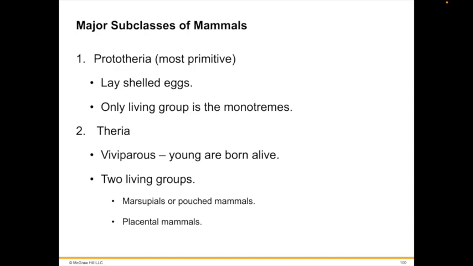So now we've moved on to major subclasses of mammals. So we have the Prototheria, the most primitive, that lay eggs. The only living group are the monotremes, and they are the Prototheria, the most primitive ones. Then we have the Theria, and they are viviparous, i.e., young are born live, and they include both the marsupial or pouch mammals and the placental mammals.